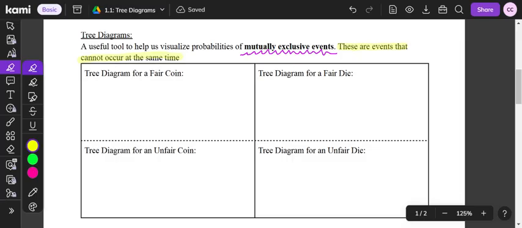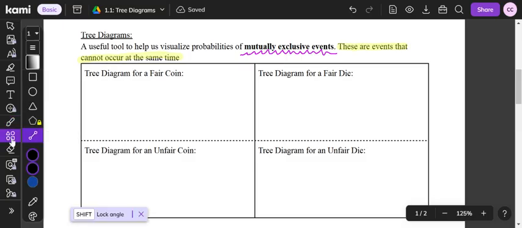Okay? So, let's talk about tree diagrams. Now, tree diagrams are just pictures that we draw to help us visualize these probabilities. So, in the top left box here, we're going to draw what a tree diagram would look like for a fair coin. And we'll come back to that word fair in just a moment. Okay? So, for a fair coin, I'm going to start my tree diagram, and it's exactly like it sounds. It looks like a bunch of branches. I'm going to draw however many branches I need for every possible outcome.